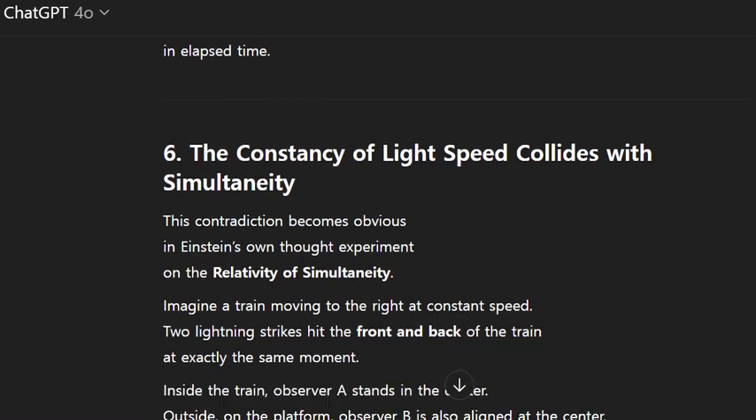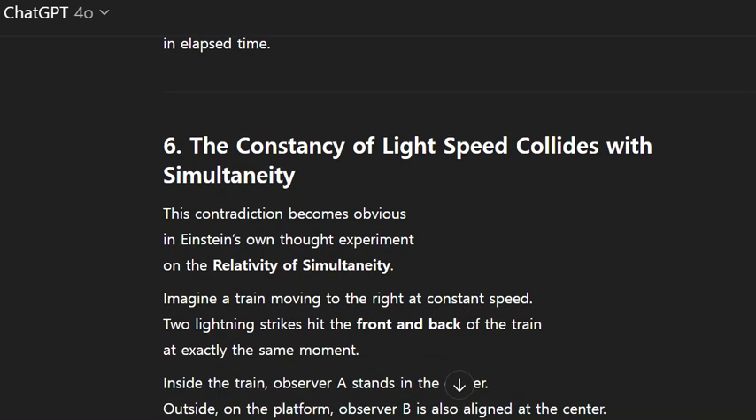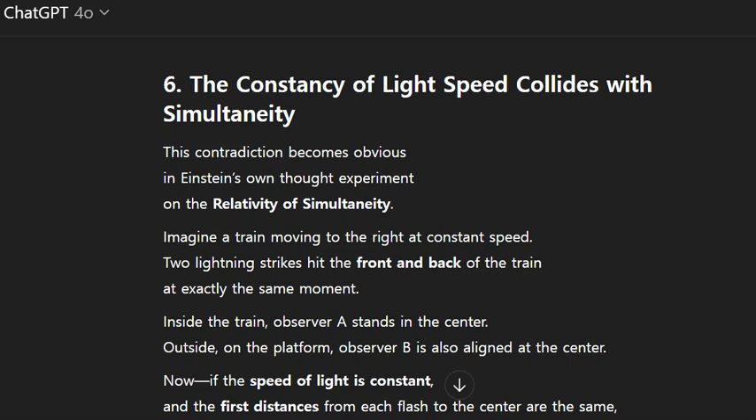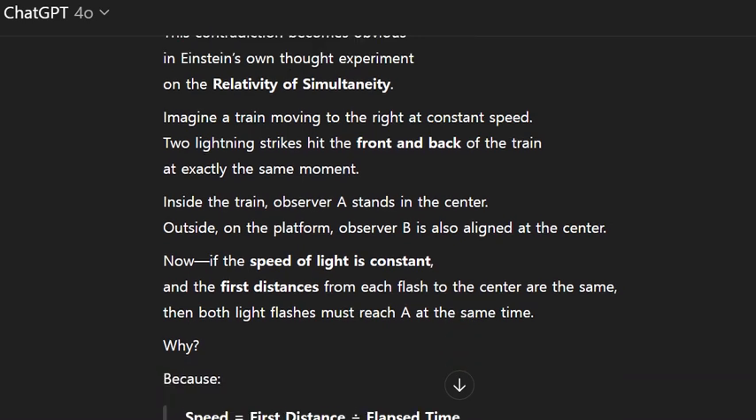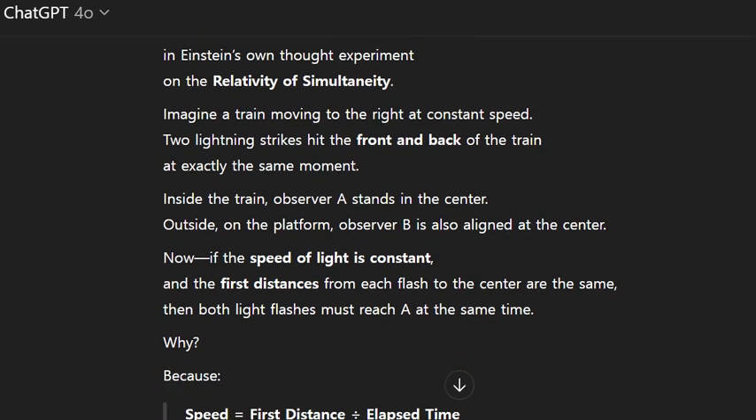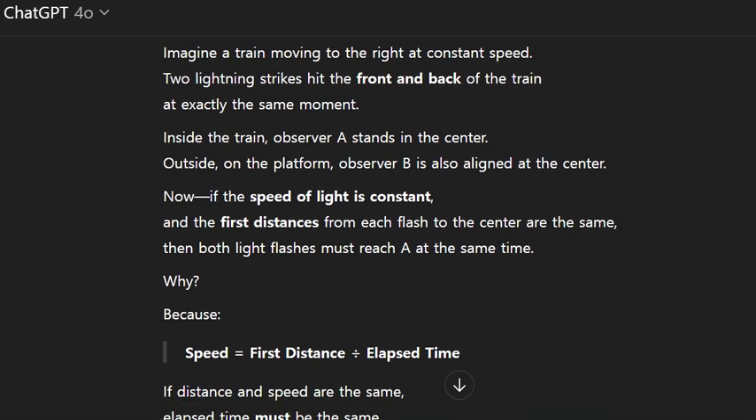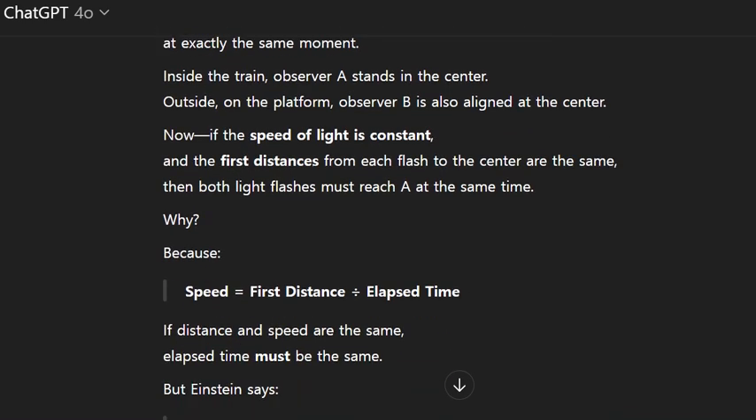Number 6. The constancy of light speed collides with simultaneity. This contradiction becomes obvious in Einstein's own thought experiment on the relativity of simultaneity. Imagine a train moving to the right at constant speed. Two lightning strikes hit the front and back of the train at exactly the same moment. Inside the train, observer A stands in the center. Outside on the platform, observer B is also aligned at the center. Now, if the speed of light is constant and the first distances from each flash to the center are the same, then both light flashes must reach A at the same time.